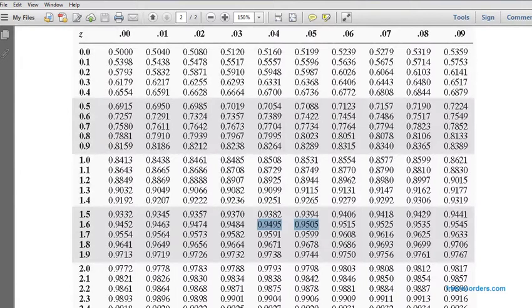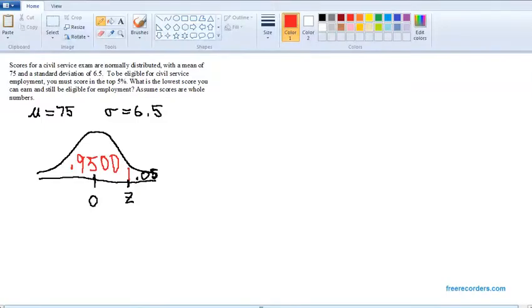0.9500. As we saw in a previous example, that number does not fall in the table, but actually falls exactly halfway between 0.9495 and 0.9505. The z-scores corresponding to those probabilities are 1.64 and 1.65. Since ours is exactly halfway between, we take 1.645 as the desired z-score.